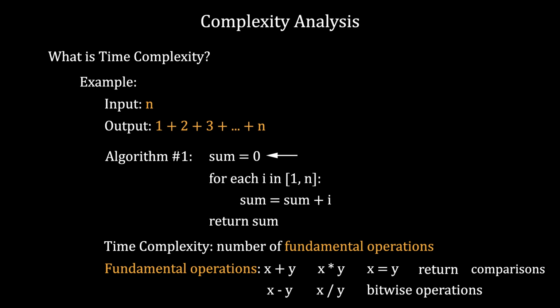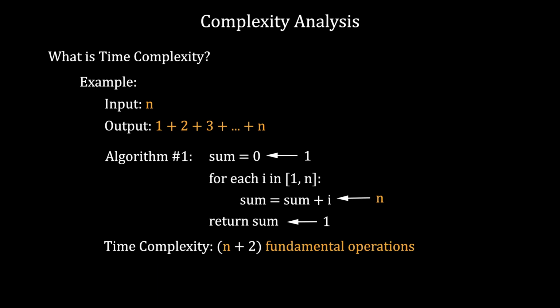The first one is assigning the value 0 to the variable sum. The second one is adding the value I to sum. And the third one is returning the sum. The first operation happens only once. The last one also once. But the second one, which is performed inside a for loop that performs n iterations, is going to be performed n times. So our algorithm performs n plus 2 fundamental operations.